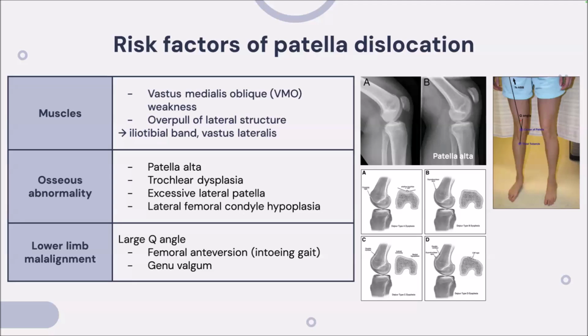Lastly is the lower limb alignment, as I already mentioned, there will be large Q angle, femoral anteversion, and genu valgum. In some countries like Japan, they have a lot of femoral anteversion. The patient will walk like in-toe walking. Have you seen in-toe walking? Yeah, when you have in-toe walking, the knee will be valgus and the patella tends to go out because the hip internally rotates. So the patella tends to go out. So that's also the hip abnormalities, you know.